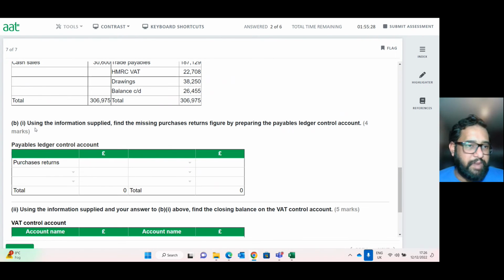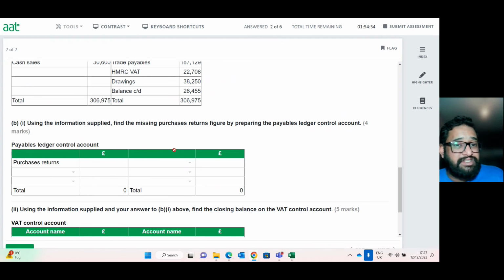The first part is: using the information supplied, find the missing purchases return figure by preparing the payables ledger control account. So you've got your PLCA here. Remember, in the ledger control account the amount is always going to be the value including the VAT, because remember from your day book: total, VAT and net. So the ledger control always gets the total figure, which is inclusive of VAT. Remember that part, because you will use that information to draw your VAT control account, which is given next.